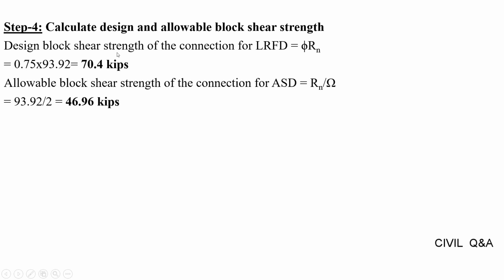The design block shear strength for LRFD is equal to phi times the nominal block shear strength. The phi value for LRFD is equal to 0.75. Putting values, we get the design block shear strength. The allowable block shear strength of the connection is the nominal block shear strength divided by the safety factor. Putting values, we get the allowable block shear strength of the connection for ASD.